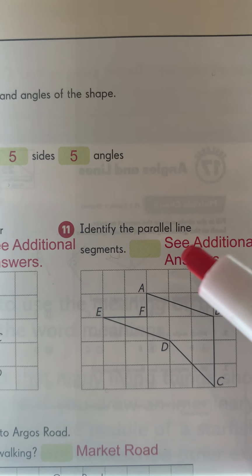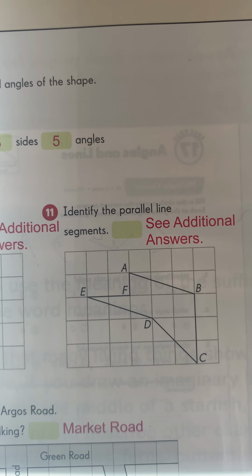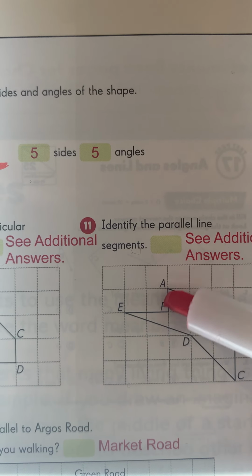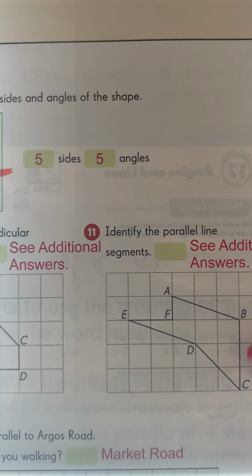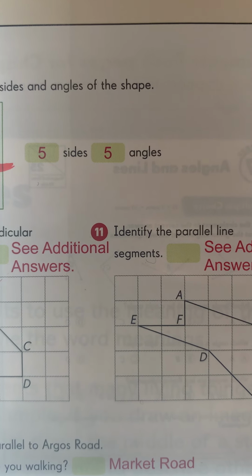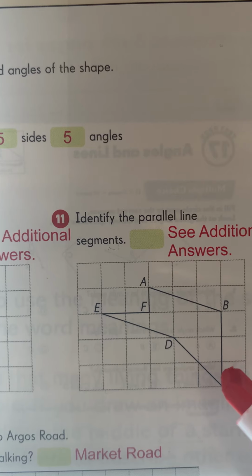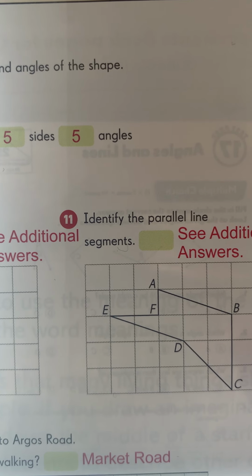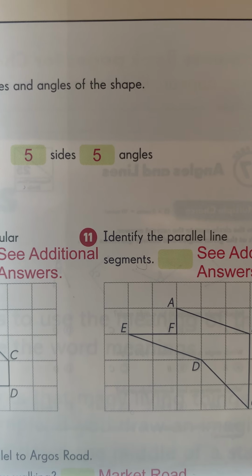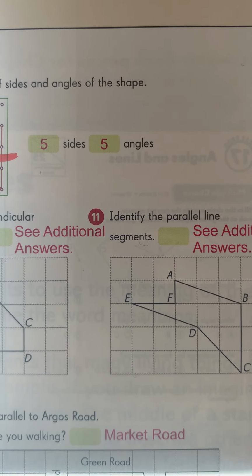Identify the parallel line segments. Okay, so we need to see which ones are right across from each other. We could have, pause the video, I almost forgot again. You could have AF and BC. You could also have AB and ED. Okay. And if you had any others, double check with mom and dad to make sure you're right.